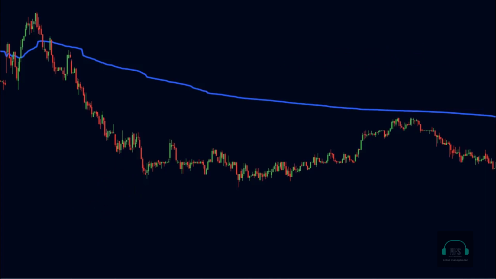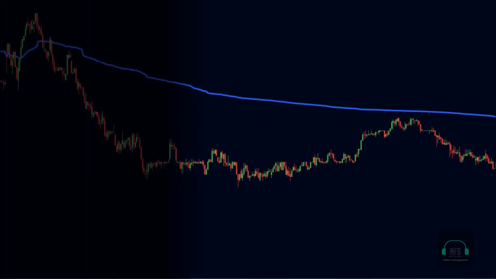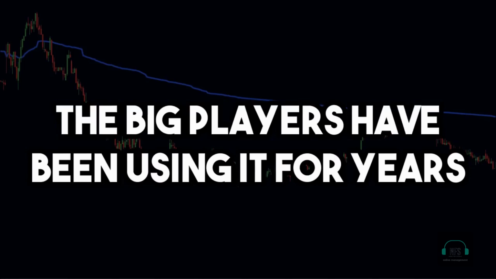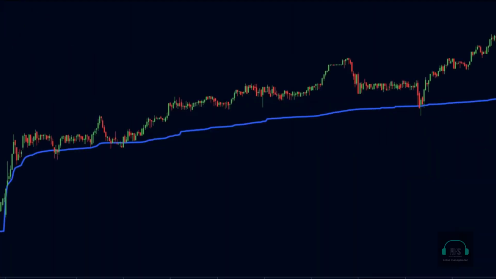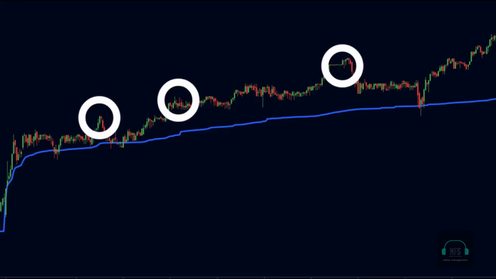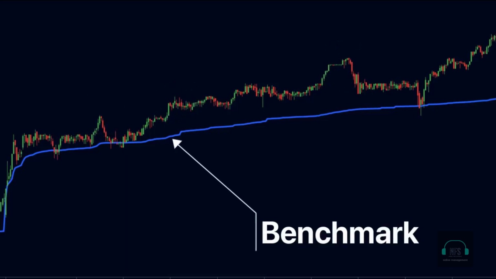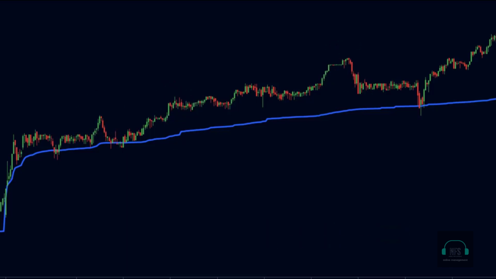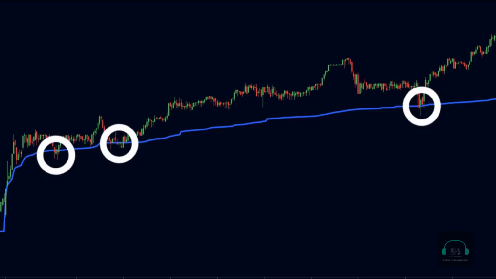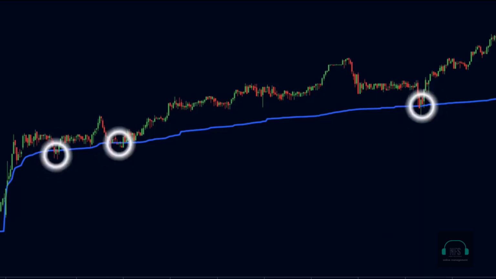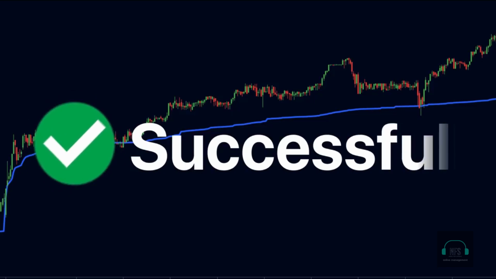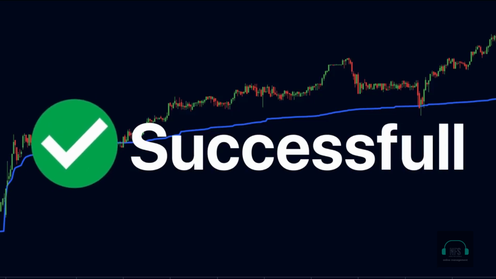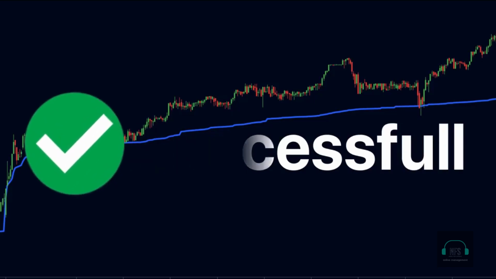The VWAP has gained a lot of popularity among retail traders in the recent years, but the big players have been using it for years. For example, let's say that a big investor is looking to buy this asset. He will not blindly buy at any price. The VWAP will be his benchmark. Hence, he will look to buy when the price is near or below the VWAP. Such a trader will be considered successful if he manages to buy the whole position around the VWAP.